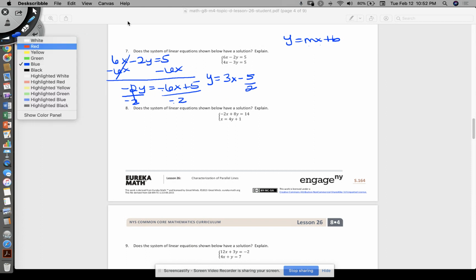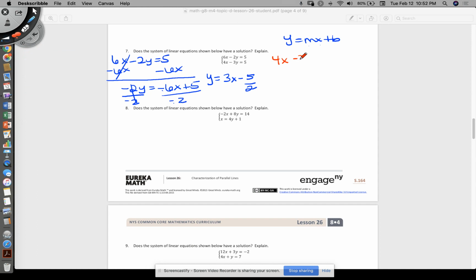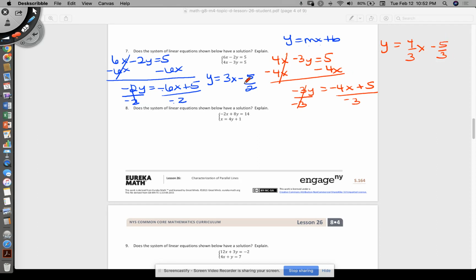The next one, we have 4x minus 3y equals 5. I'm going to move that 4x. Bring down that negative 3y minus 4x and bump that 5 over. Divide everything by negative 3 to get that y by itself. And we get y equals 4 over 3 x minus 5/3, and the negative becomes a positive.